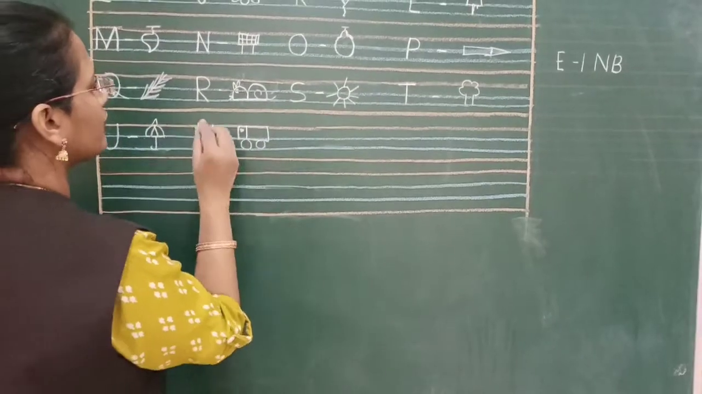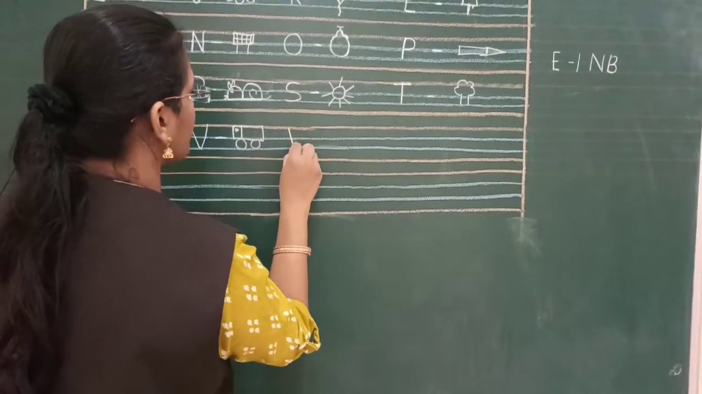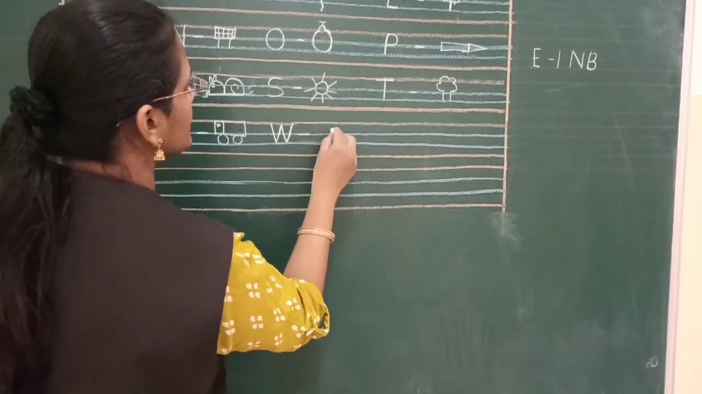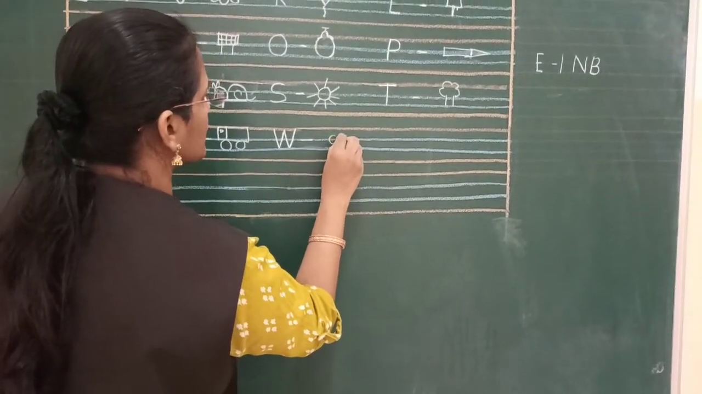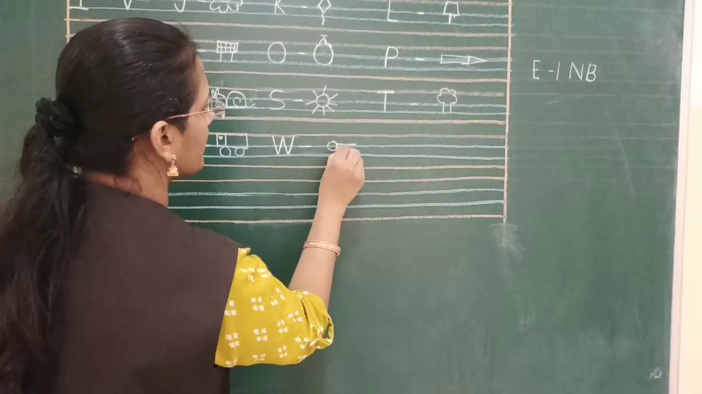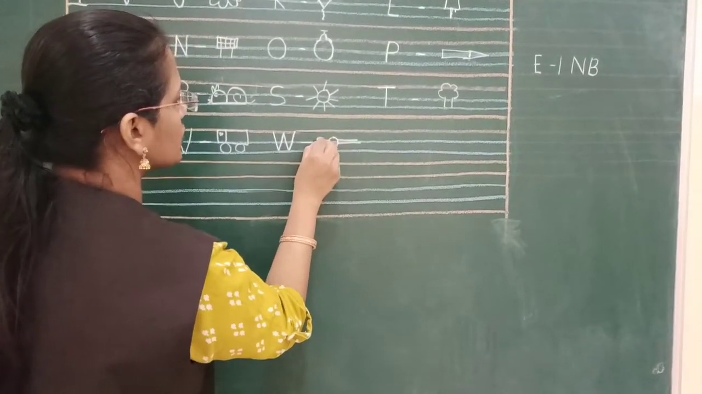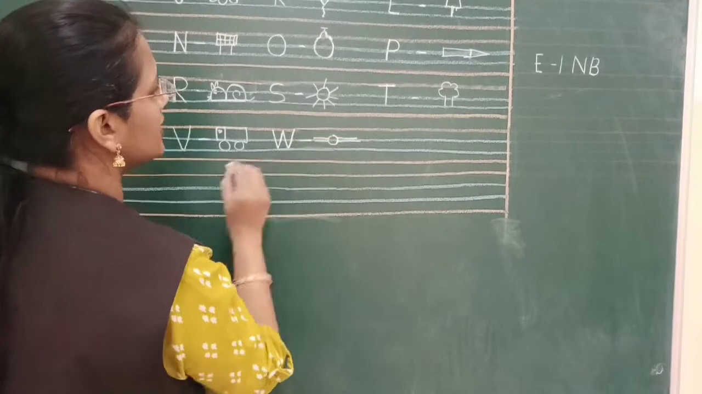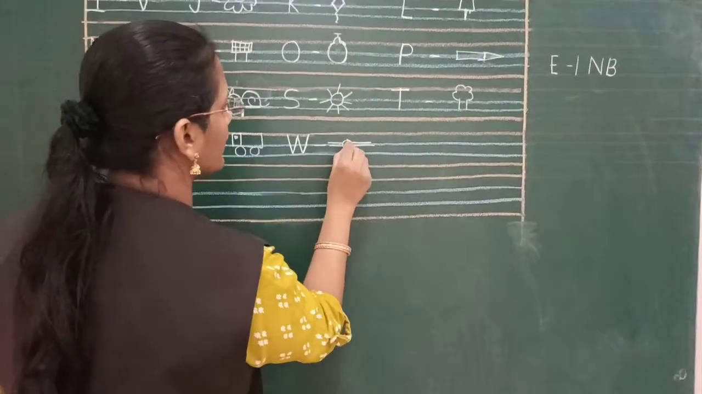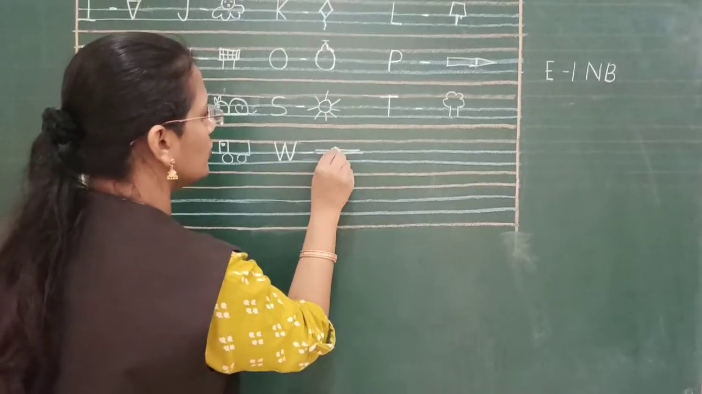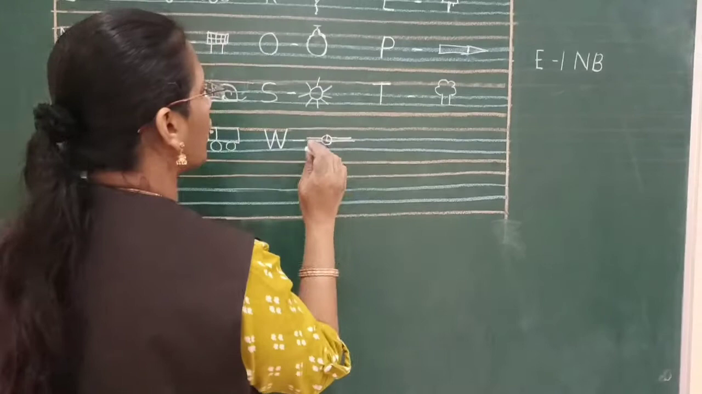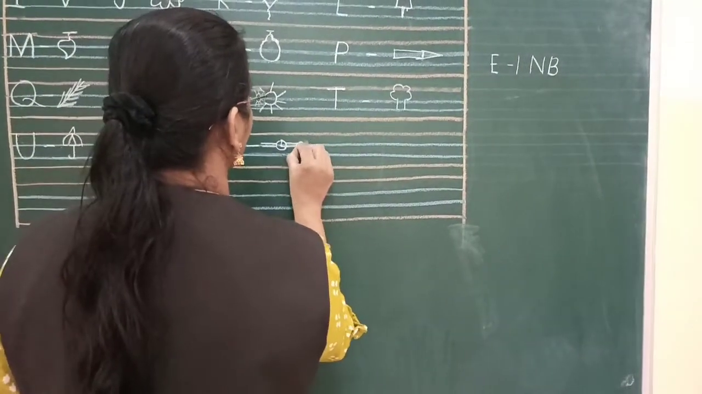Okay. After V, which letter will come? Yes, W, and W is for watch. So one circle like this, then two sleeping line here and two sleeping line from this side. So your watch, and here you can put one dot and two like this lines. Okay, so W is for watch.